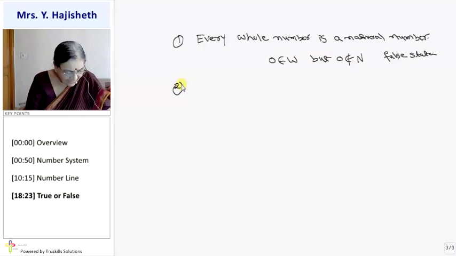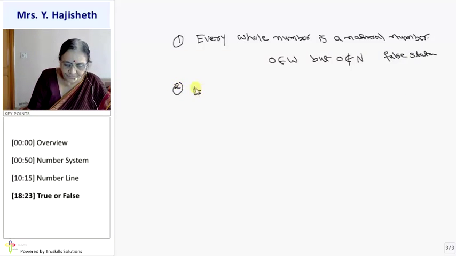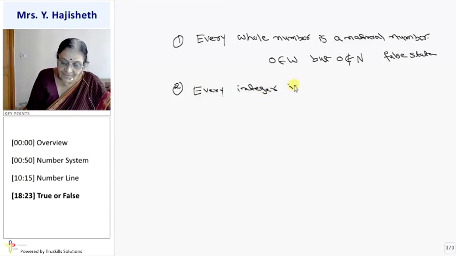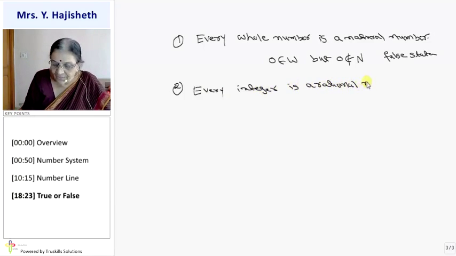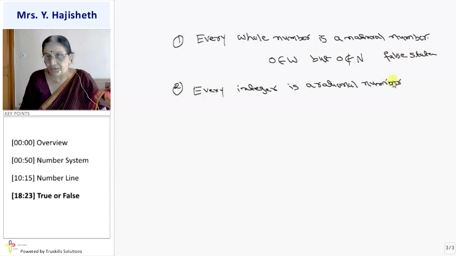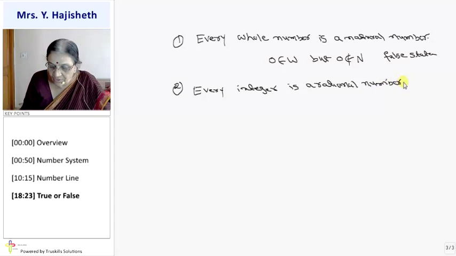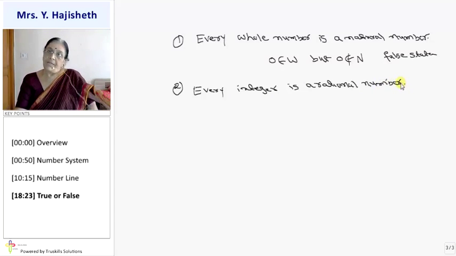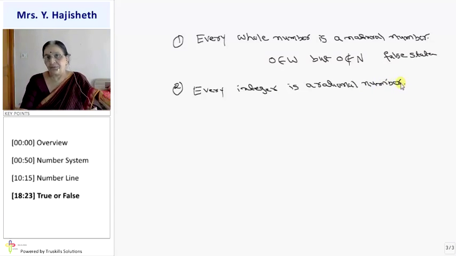Every integer is a rational number? You can answer this question if you understand the numbers. Okay? If you have understood everything, you are clear about natural numbers, whole numbers, integers and rational numbers, then and only then you can answer this question correctly. Every integer is a rational number?